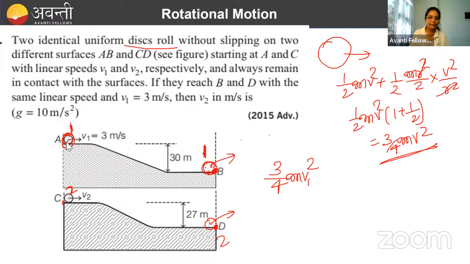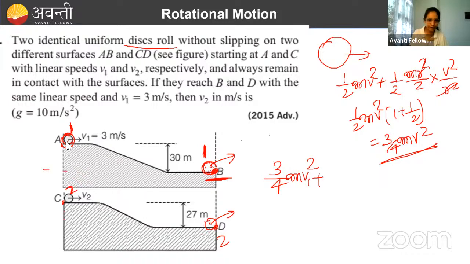Sorry. Energy at B and D both will have same energy, no? Not at A and C actually. At this and this point, they're having different velocity. Sorry. So 3 by 4 mv1 square. First ball is having this much kinetic energy at A. Now, if it is reaching B, at A, what will be its energy? A is at what height?